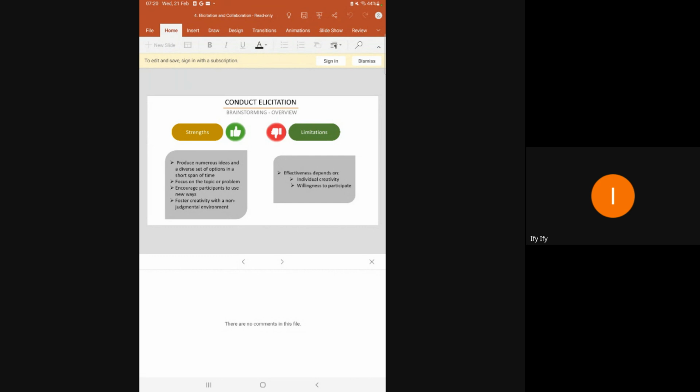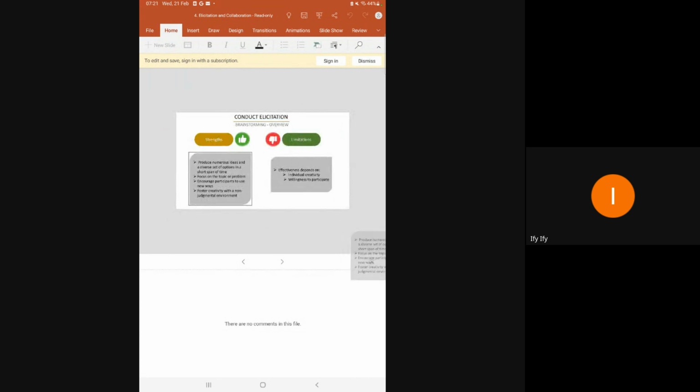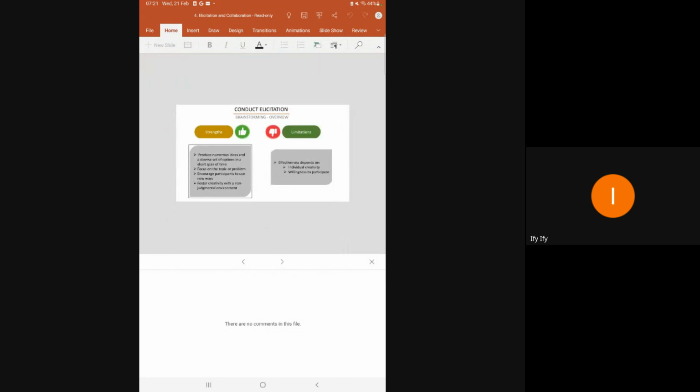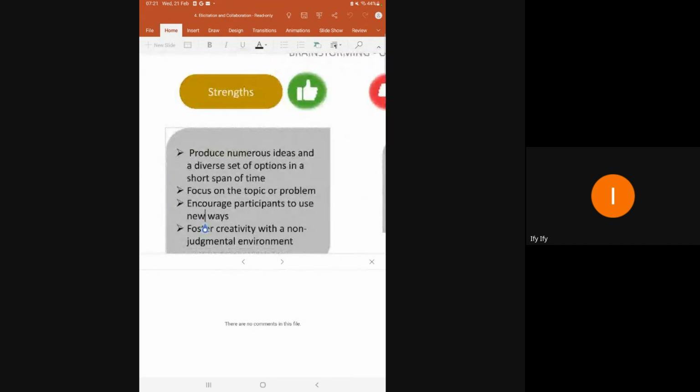You got it, Ifi? Yes, I got what you're saying, but please, can you increase your screen? It is small. Yeah, I'll do that. Ola, you got what I said, Einstein's statement? Yes, I did. Thank you.